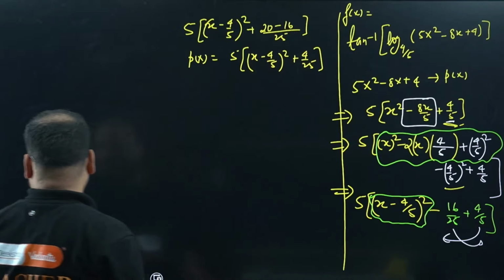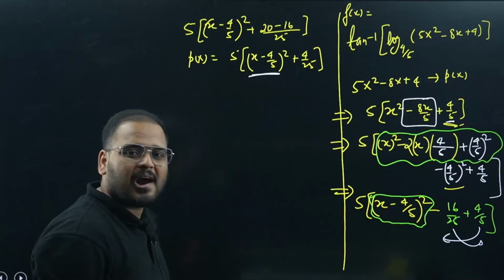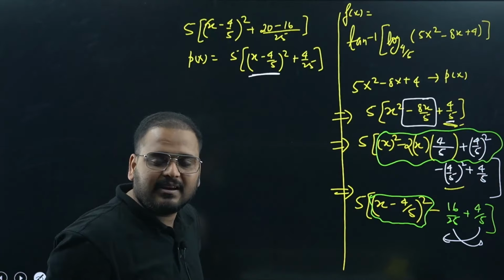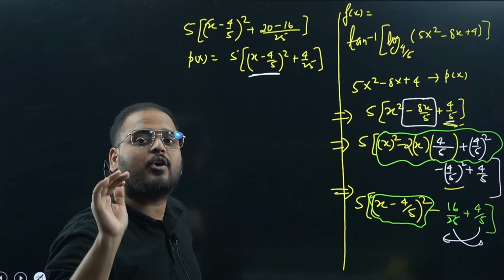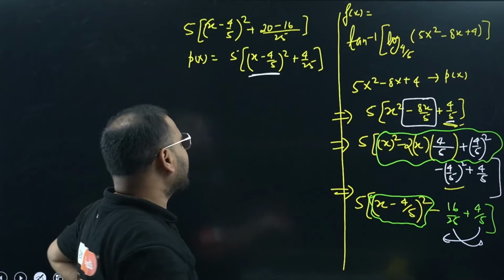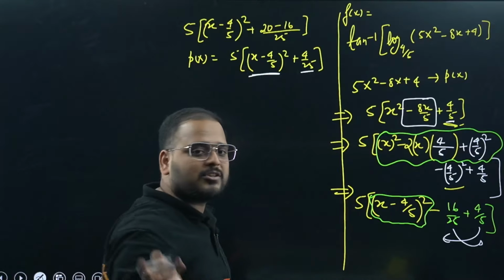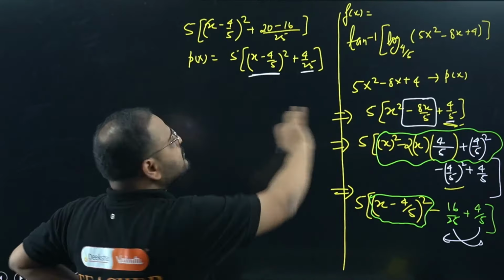Okay. Now see carefully here. This is a positive number. Sir, how? The square of any number is positive. It can be 0 at most, but it will not be a negative number. So it is a non-negative number. Okay. What about this 4 by 25? Again another positive number. So basically px is always positive.